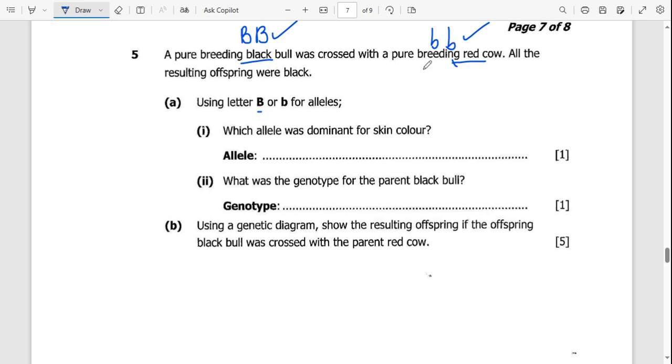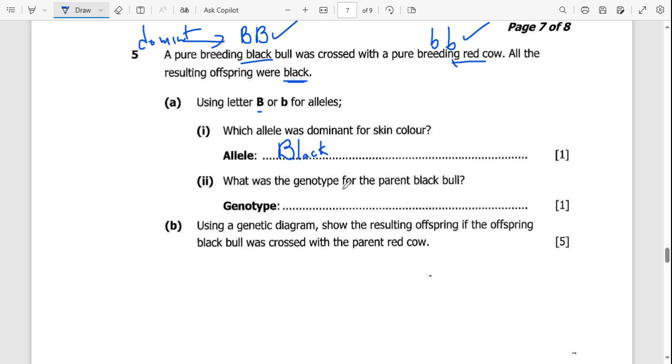All right. And you've been told that all the resulting offsprings were what? Black. They should tell you that black is dominant. So for black, you need to use a capital letter. And then red is going to be recessive, so use a small letter. That's what we have done. Which allele was dominant? It is the B, right? The one for black color. That's the one which is dominant.